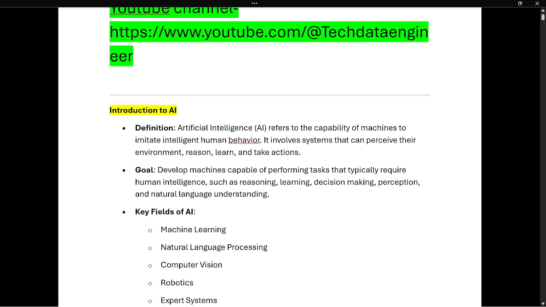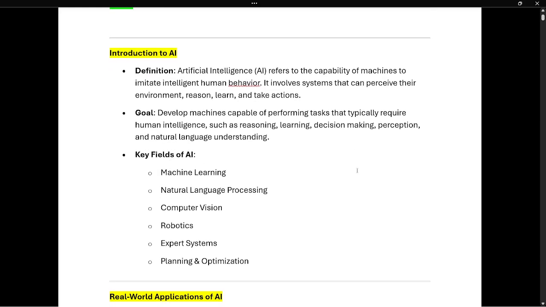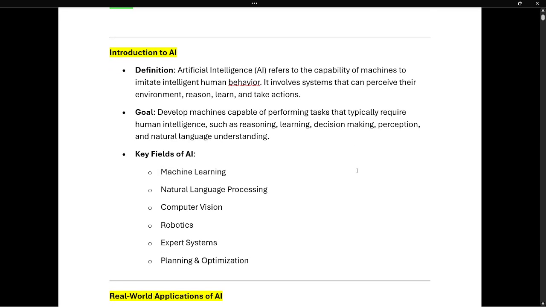So now we will understand what the key fields of AI are. AI has different fields: machine learning, natural language processing, computer vision. Machine learning is something like, you have some pictures and you want to classify them, okay, this is what category, this is apple or banana. So this comes under machine learning. Natural language processing, like speech recognition or speech transformation, comes under NLP.